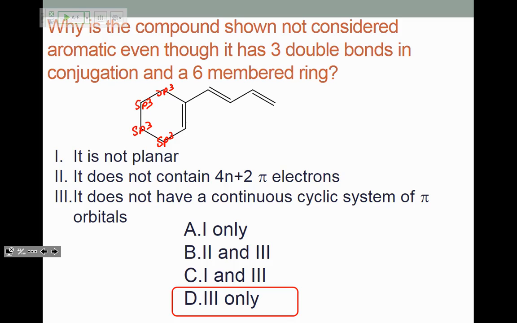So the answer for this one is D. It doesn't have a continuous cyclic system. It's probably planar. We might need to know more to know if it's a planar system, but it likely is because remember, conjugated double bonds are more stable if they're in conjugation. But we will see if we threw in Br2, this would react.